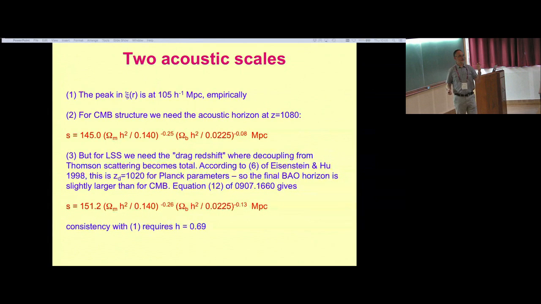On the other hand, there is still some degree of coupling between photons and baryons at last scattering. And so the acoustic horizon continues to grow afterwards, and it's not really completely decoupled until a redshift of just over 1,000. It's called the drag redshift in the literature. So by that point, the acoustic scale has grown to about just over 150 megaparsecs.